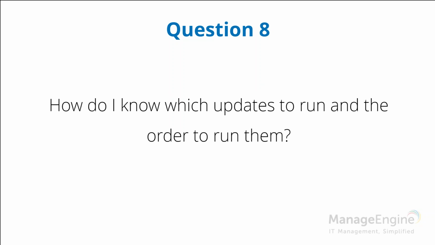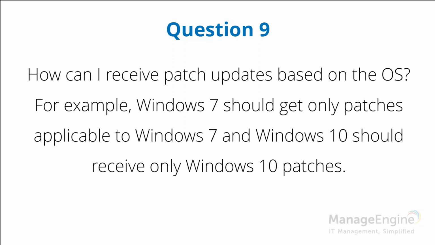Next question, how do I know which updates to run and the order to run them? This is taken care of by the Desktop Central agent itself. The server has the intelligence to push out the updates, and the agent has information on what sequence or order to run and install them. You don't need to do anything from your end. You just need to select and create a task for the deployment, and the installation will be taken care of automatically by the agent.